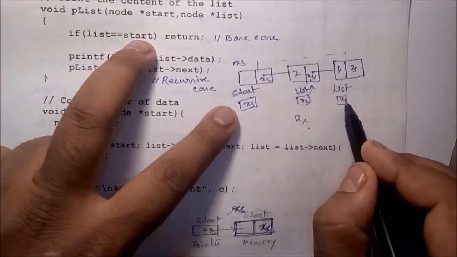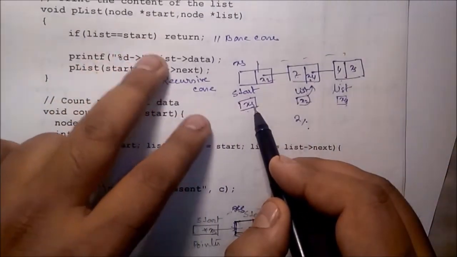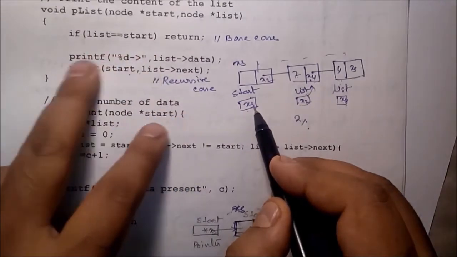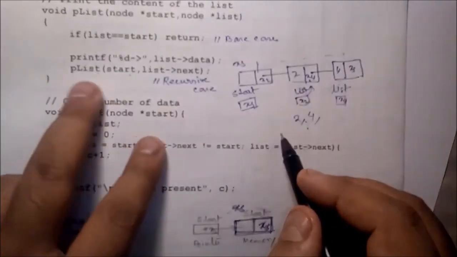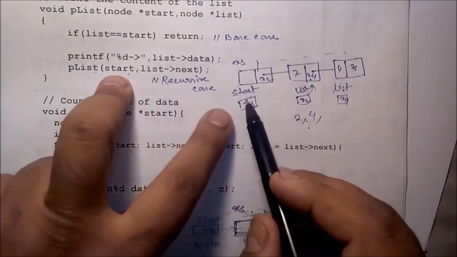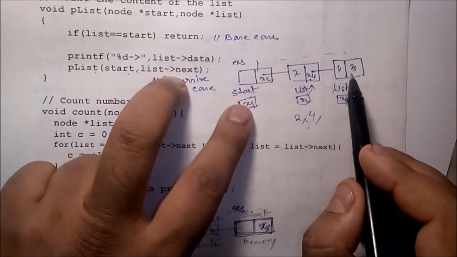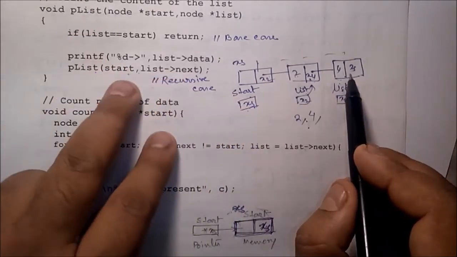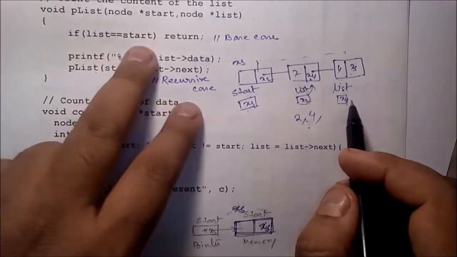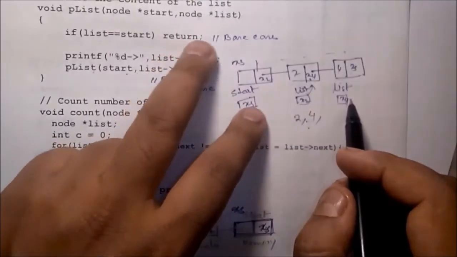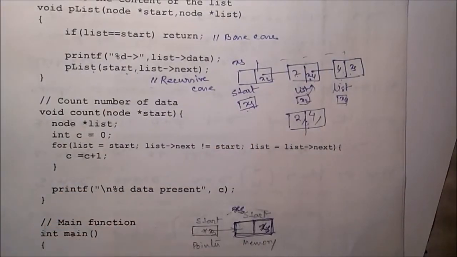In list, the address of this particular node is there, which is x4, and in start xs is there, so this particular condition is false, so it will print the list data. So it will print 4. Once again it will pass start and list next, that means start xs and the list next. Now in list next xs is there, that means we are passing the same xx. Now recursively we are passing this, so list is equal to start, now the condition is true, so it will return, it will not print anything. So in this way we can print the content of the circular linked list.